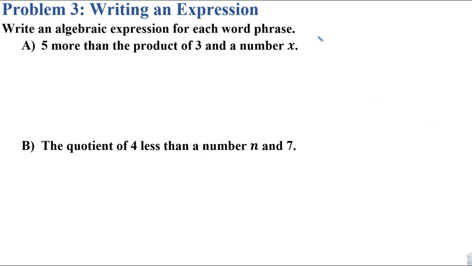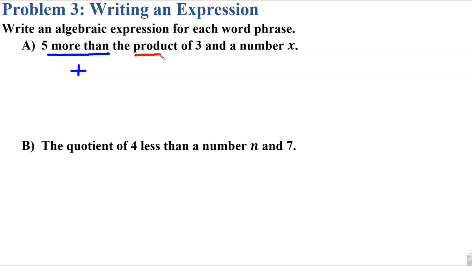So problem 3 says, write an algebraic expression for each word phrase. And we'll do 2 of these together here. First one says 5 more than the product of 3 and a number x. When you see the more than part of a phrase, that just means plus. So we can think of this 5 more than as just plus 5 showing up in our expression. If we said less than, that'd be a minus.